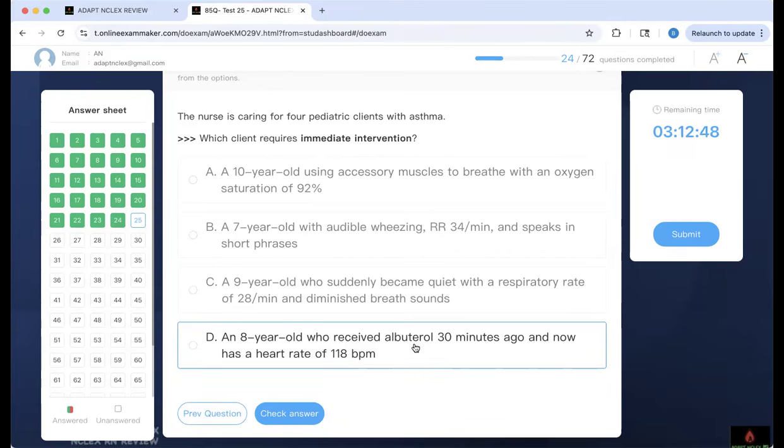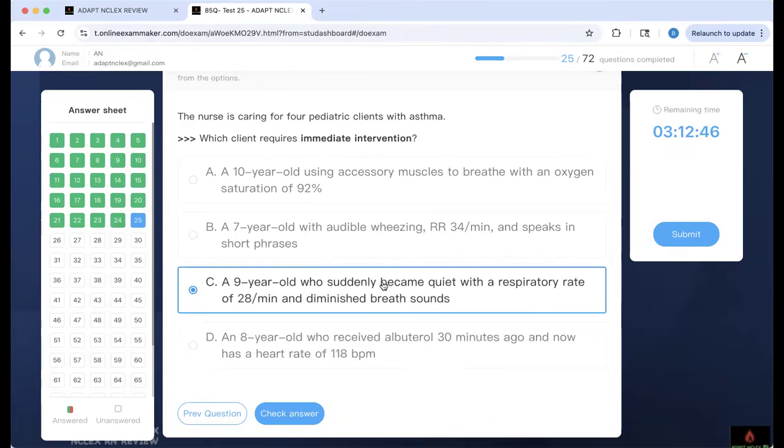You ready? Silent chest. The 9-year-old suddenly became quiet, and that asthma patient is in trouble. That's a silent chest. That patient is in trouble. Accessory muscle use, audible wheezing, tachycardia after albuterol, it's okay. They are not great, but we can monitor them. But this one, silent chest, the patient is tired, respiratory acidosis, is dying.